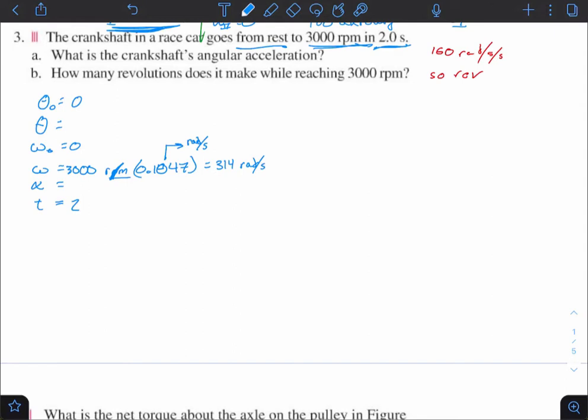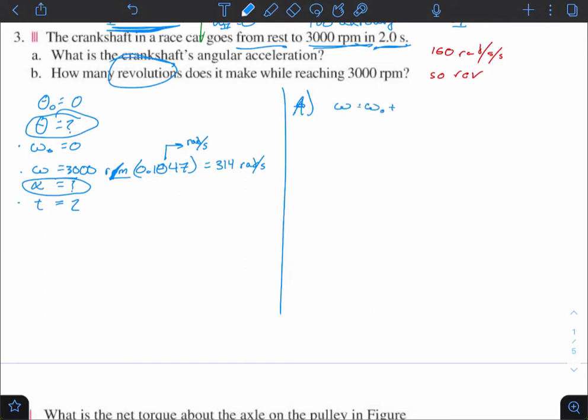We don't know the acceleration, but that's what we're solving for in part 1. And we don't know how many revolutions, or the final displacement. Ooh, I'm going to circle revolutions, so I know I need to convert that. And always go back and check the question to make sure you answered the question. That'll save you so many accidental, unnecessary mistakes. So let's find the acceleration. Well, we know final velocity, initial velocity, and time. We can use that first equation: omega equals omega naught plus alpha t.